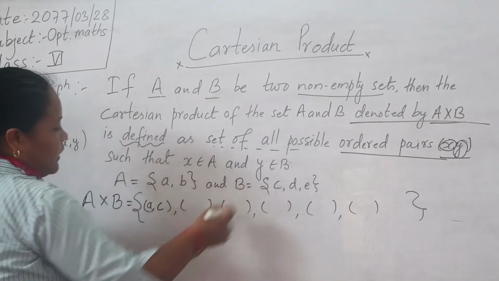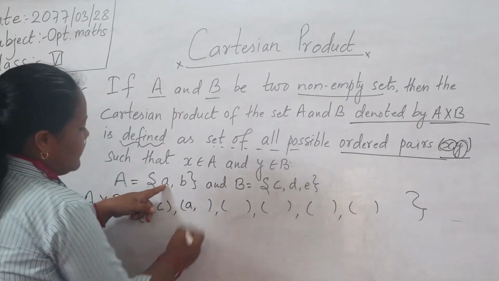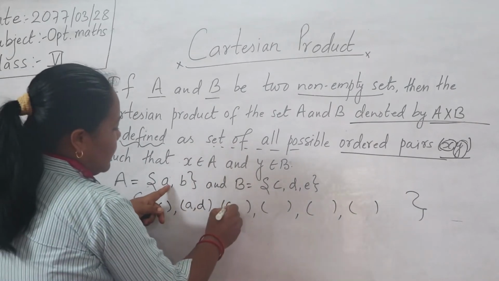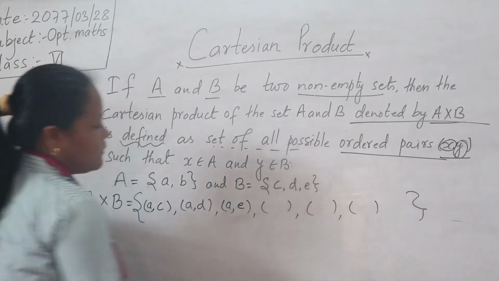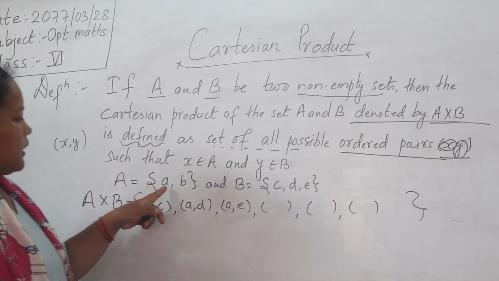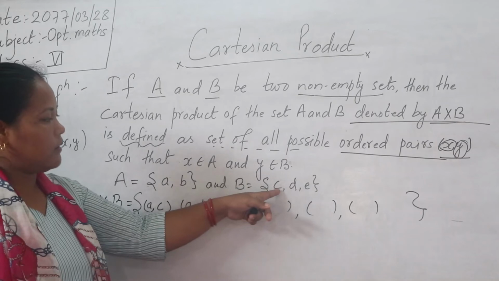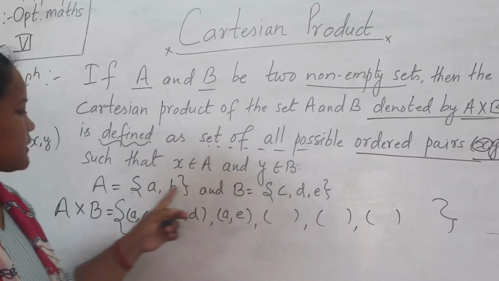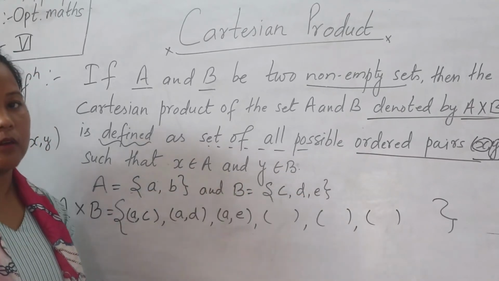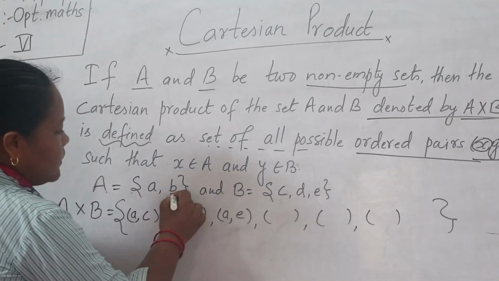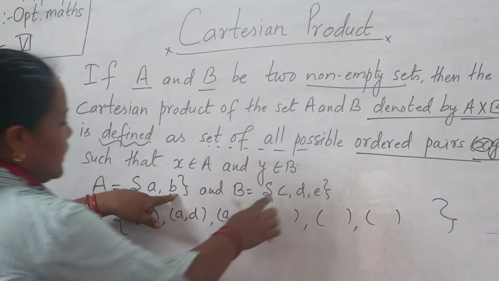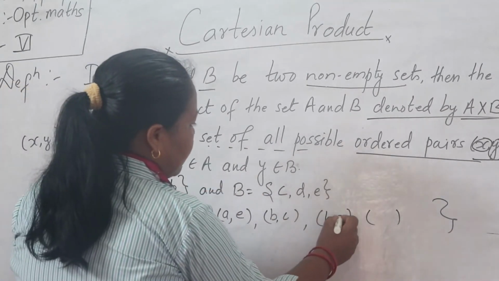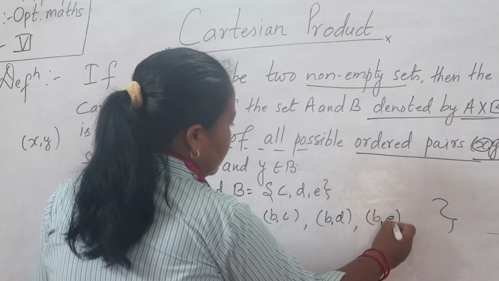The second element is from B, and with the first element A, we get A, comma D, and A, comma E. Understand? A and C makes one ordered pair, A and D is the next, and A and E is another. And from the second element B: B, comma C, and B, comma D, and B, comma E.